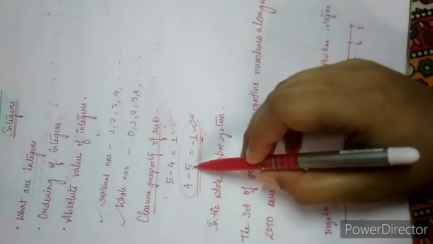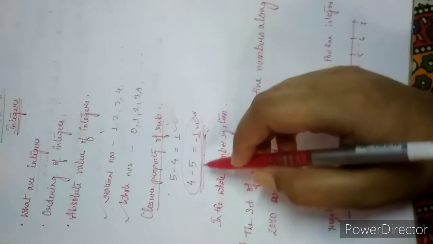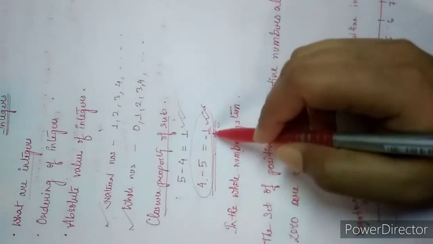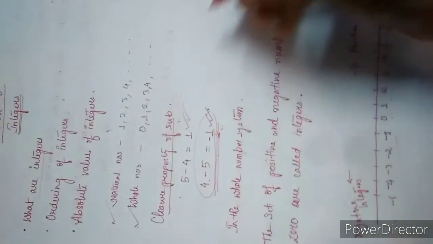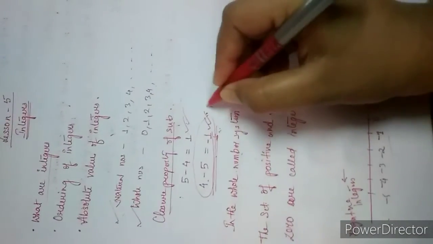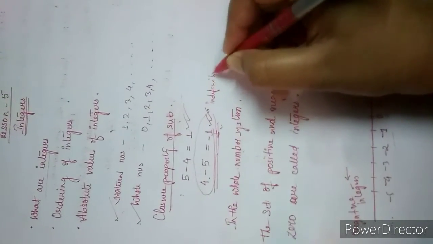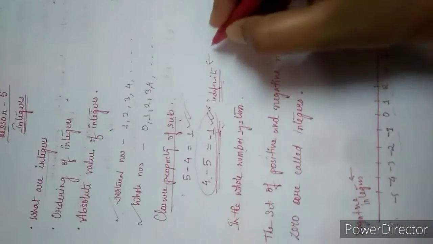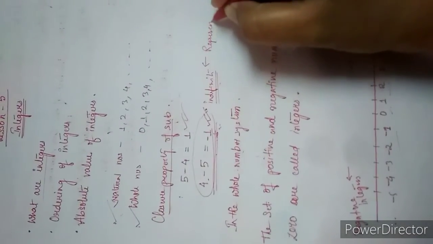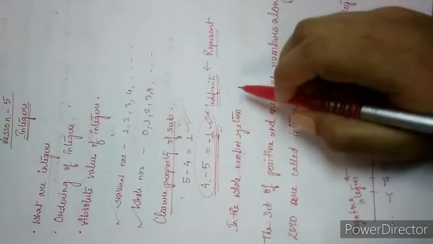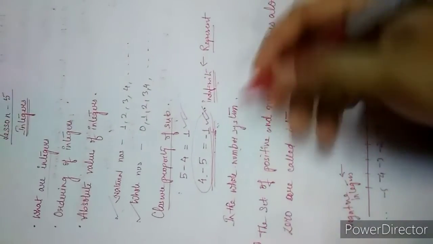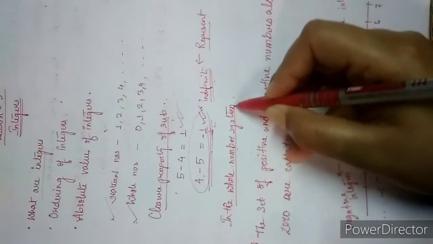But now if you change the case of subtraction, like you are subtracting 5 from 4, what is the result? The result was called indefinite, means it did not have any name before. So to represent this kind of numbers, we have taken out a set of numbers which are called integers. So we have thought to expand the whole number system.